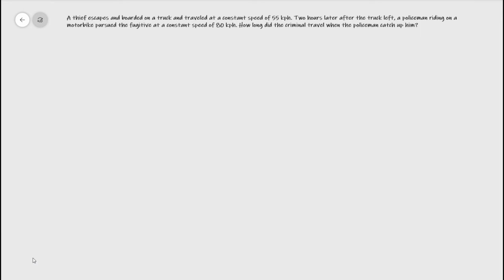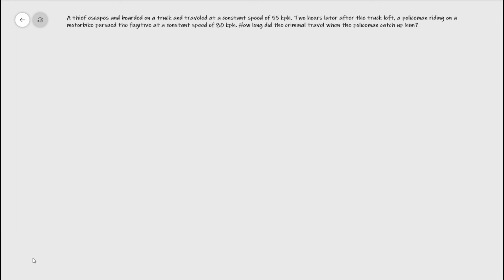A thief escapes and boarded on a truck and traveled at a constant speed of 55 km per hour. 2 hours after the truck left, a policeman riding on a motorbike pursued the fugitive at a constant speed of 80 km per hour. How long did the criminal travel when the policeman caught up with him? Okay, again here we have the condition wherein the thief is ahead of the policeman by a certain time. Then after a certain time again, the police now catch up with the criminal.